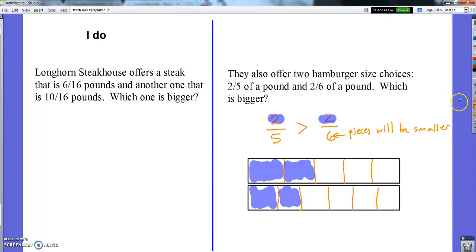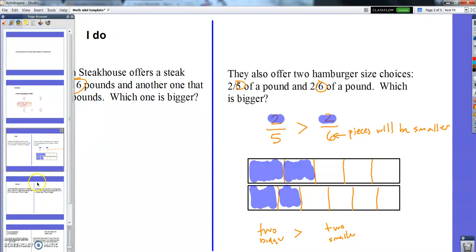I think of this as really comparing 2 bigger pieces to 2 smaller pieces. Well, duh, the 2 bigger pieces are going to be greater than the 2 smaller pieces. So when your denominators match or your numerators match, your strategy to compare them can just be common sense if you want it to be. You can just justify it that way.